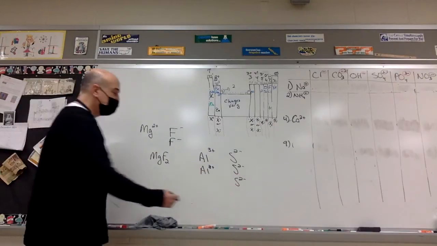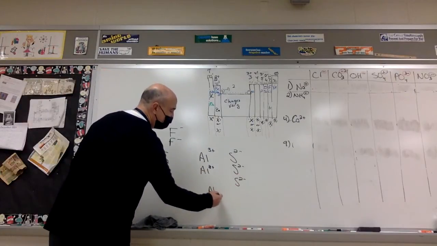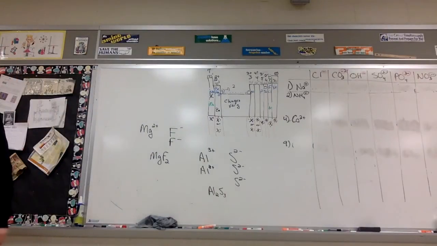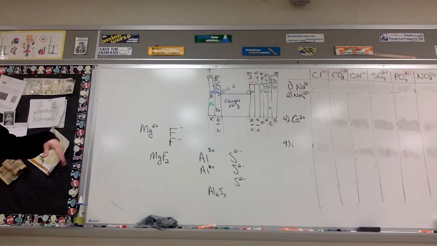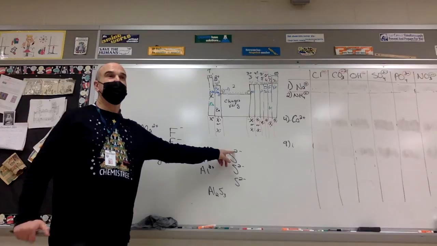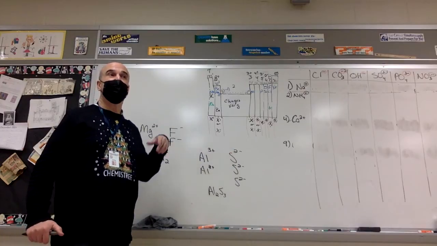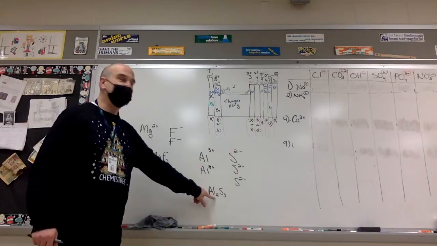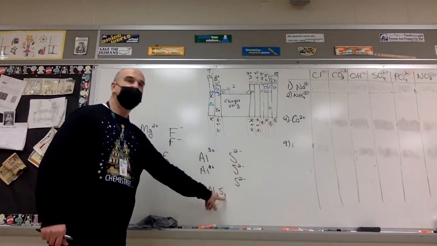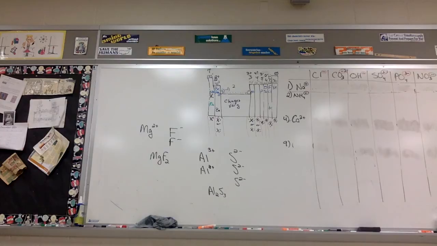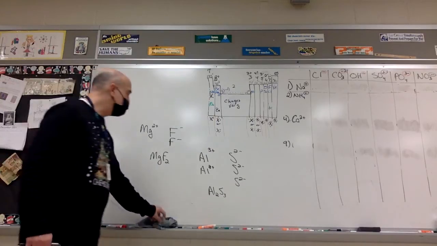So my formula for that one, that's Al2S3. So the way you have to look at some of them is you have to look at the least common multiple. It's least common multiple 6, right? So I need 2 of these to get positive 6, 3 of these to get -6. Does that make sense? So that's what we're going to play around with today.